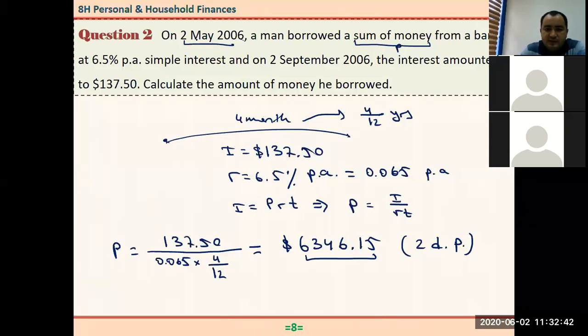Okay, so in 4 months, on this money, he has to pay this amount. Anyway, here the question is calculate the amount of money he borrowed. So the amount of money he borrowed is $6,346.15, corrected to 2 decimal places. Okay.